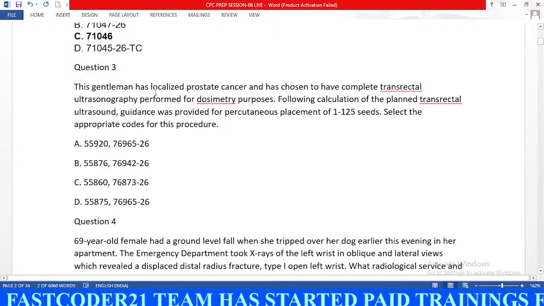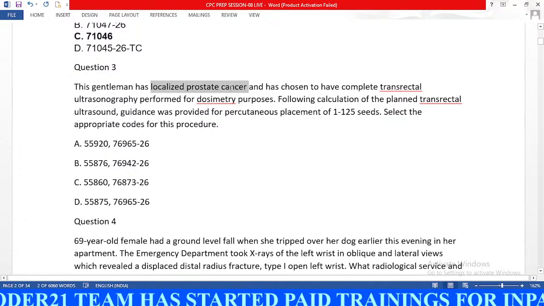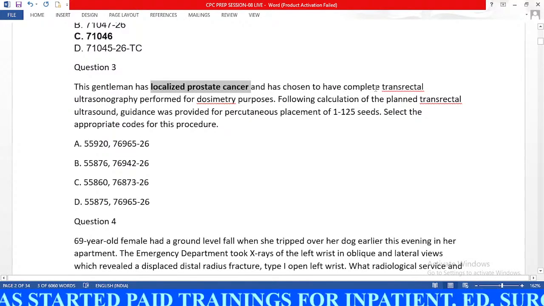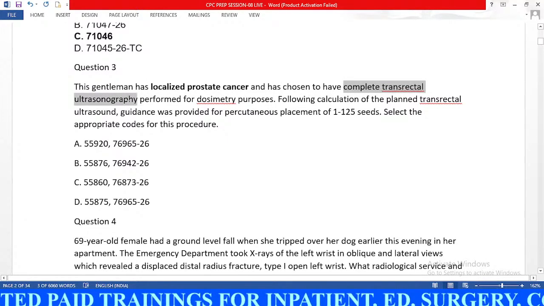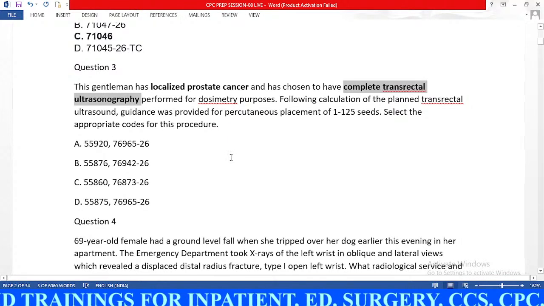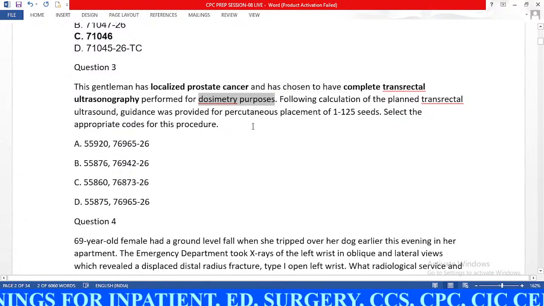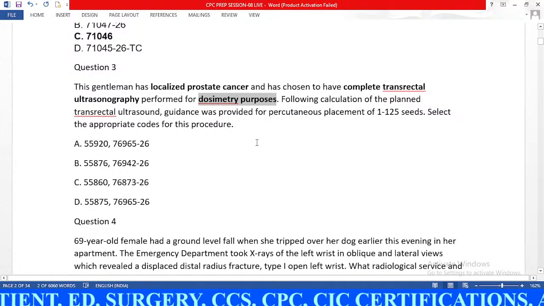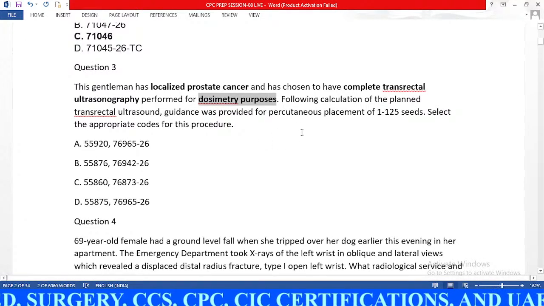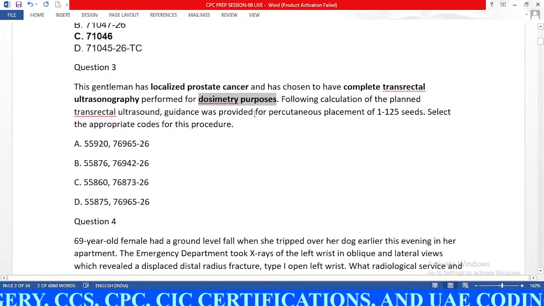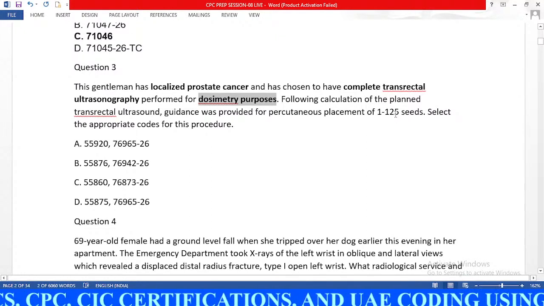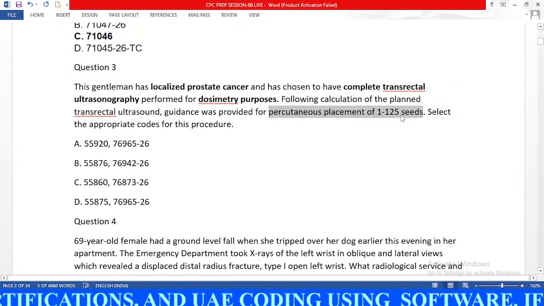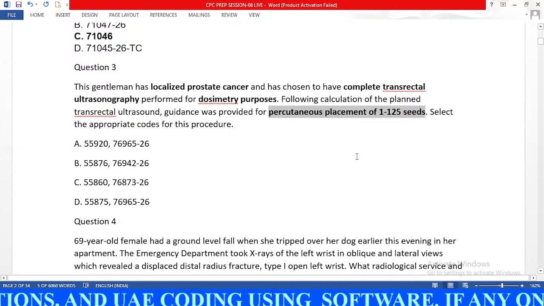So for this gentleman, first of all, we need to find the medical necessity. The patient has localized prostate cancer and has chosen to have complete transrectal ultrasonography. So the patient is undergoing transrectal ultrasonography and the dosimetry process. Dosimetry is the process of radiation therapy where the physician will insert radiation capsules in the prostate. Following calculation of the planned transrectal ultrasound, guidance was provided for percutaneous placement of I-125 seeds. Usually the physician will use palladium seeds here, but in this question they did not mention it. So select the appropriate codes for this procedure.